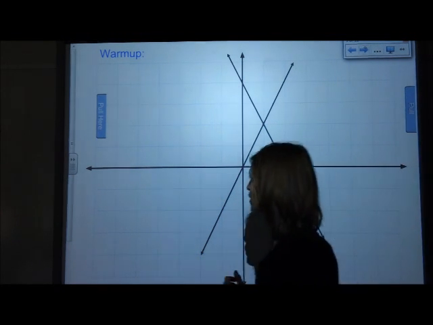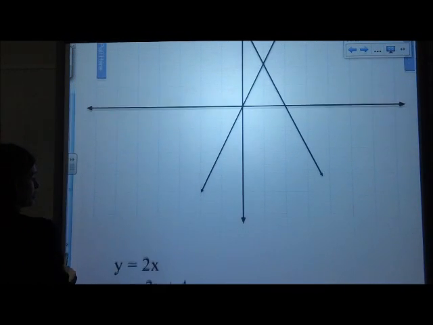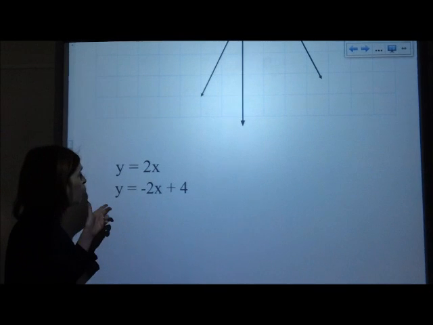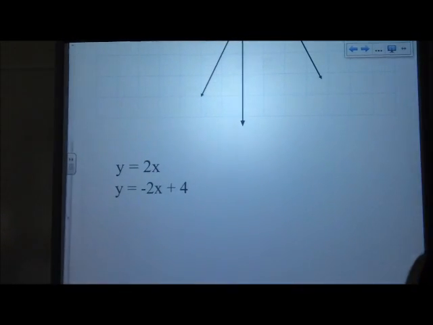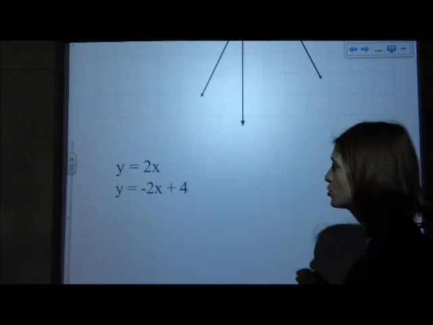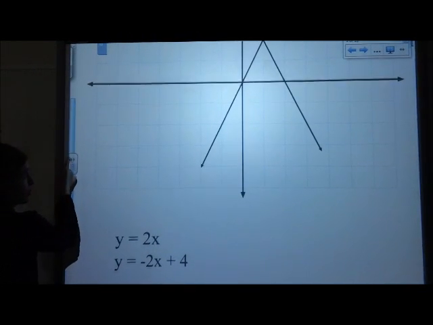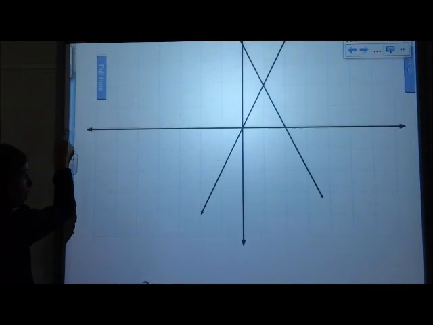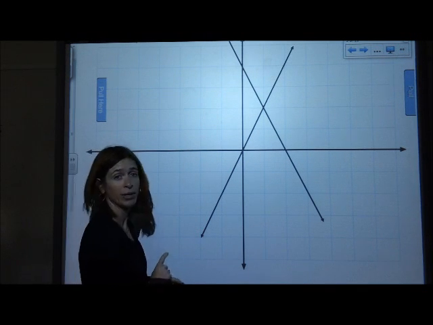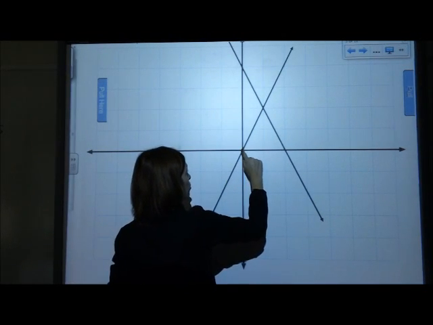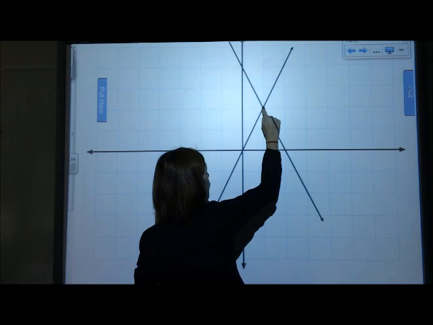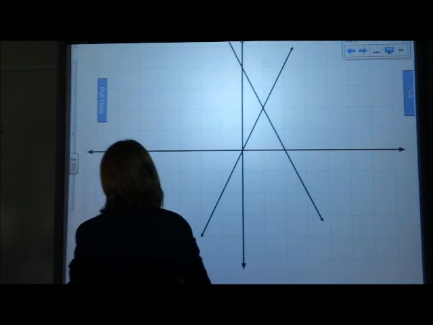I'd like you to get your calculators out for me, and we're going to look at this particular example. y equals 2x, and y equals negative 2x plus 4. It is a linear system of equations because it's two equations with two variables. Now, if I'm to graph the first one, y equals 2x, that means the y-intercept was 0 and the slope was 2. I'm going to go up 2 over 1, and I drew my line.